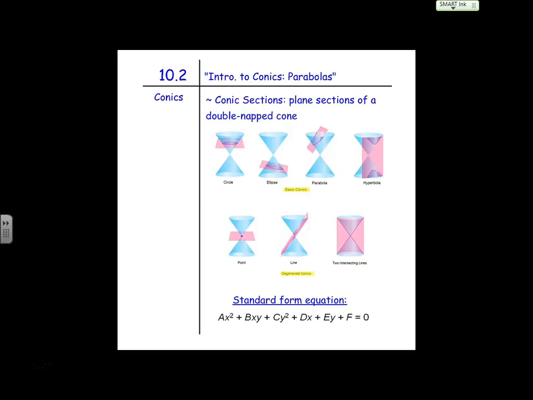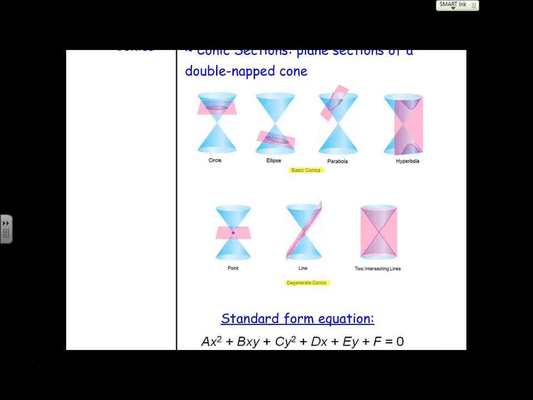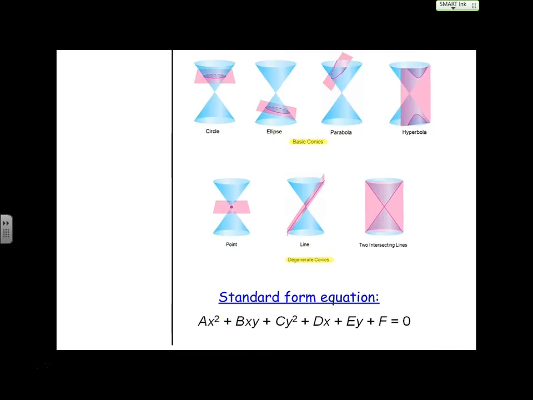Mind-blowing. And all of these come back to one equation and different variations of it. You guys see the standard form equation at the bottom? All of these shapes come from some variation depending on A, B, C, D, E, F. It has to be a zero on the other side. But technically if there's anything other than a zero, we could subtract it to this side. It would just join F, because F is just a constant. All of these come from one type of equation.